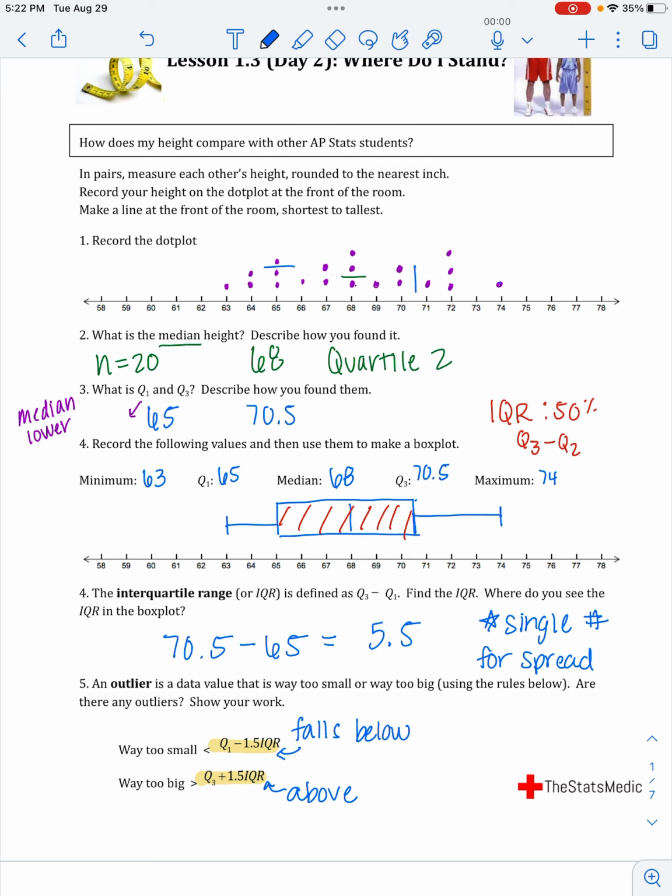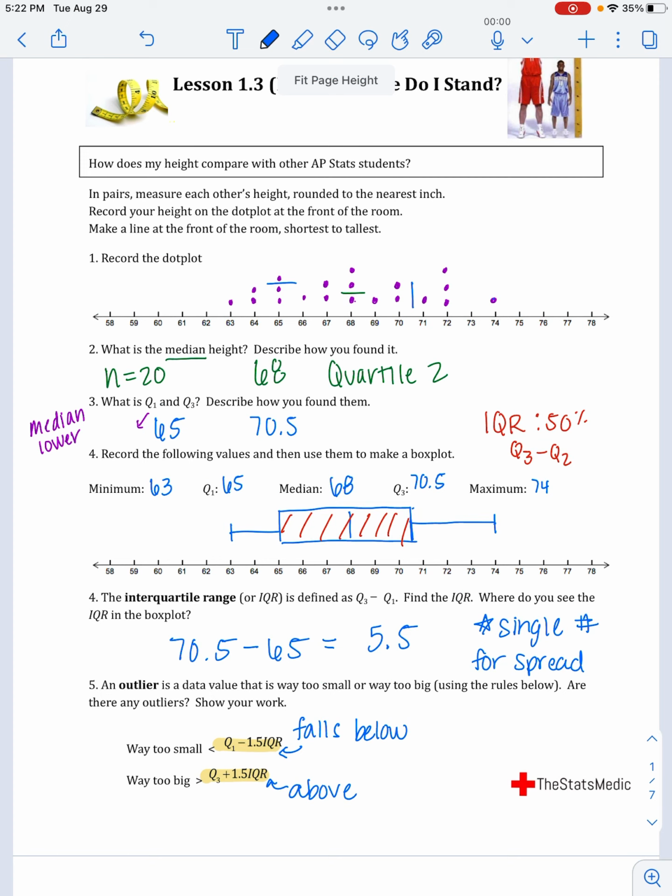So in our example data, Q1 is 65. I would subtract 1.5 times my IQR. My IQR is 5.5. So when I do 65 minus 1.5 times 5.5, that's 56.75. Is any of my data below 56.75? No, no small outliers. Okay, then I do the same thing for above.